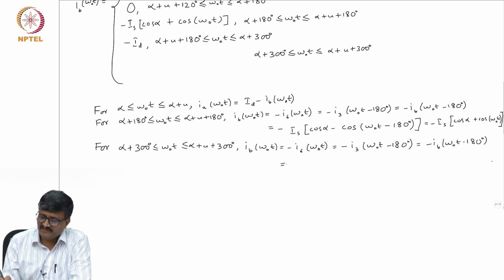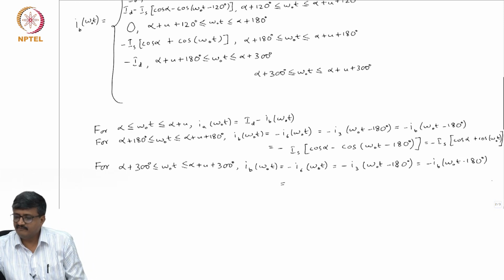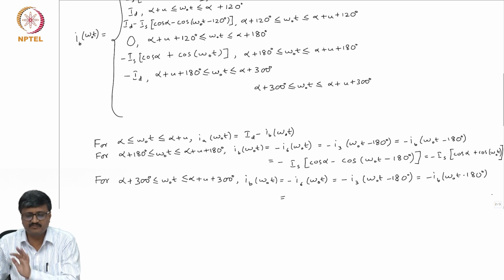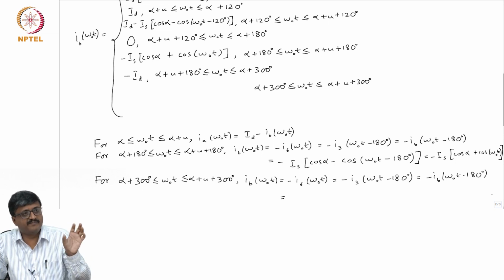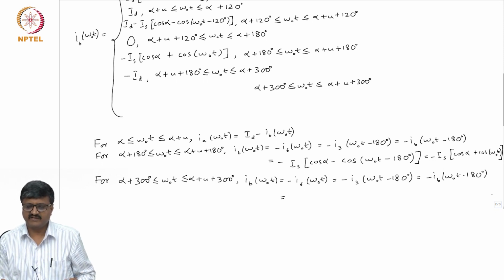So, we know the expression for IB, so which subinterval do we have to look at for IB? The current subinterval of interest is alpha plus 300 to alpha plus u plus 300. So, for this subinterval we are getting an expression for IB in terms of IB which was obtained for a subinterval 180 degrees ago. So, which one? It is alpha plus 120 to alpha plus u plus 120. So, we have the expression for IB from alpha plus 120 to alpha plus u plus 120.